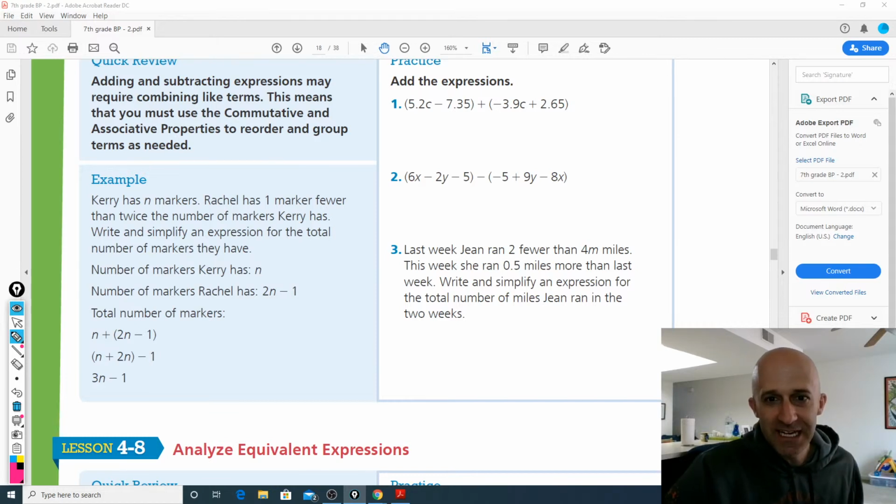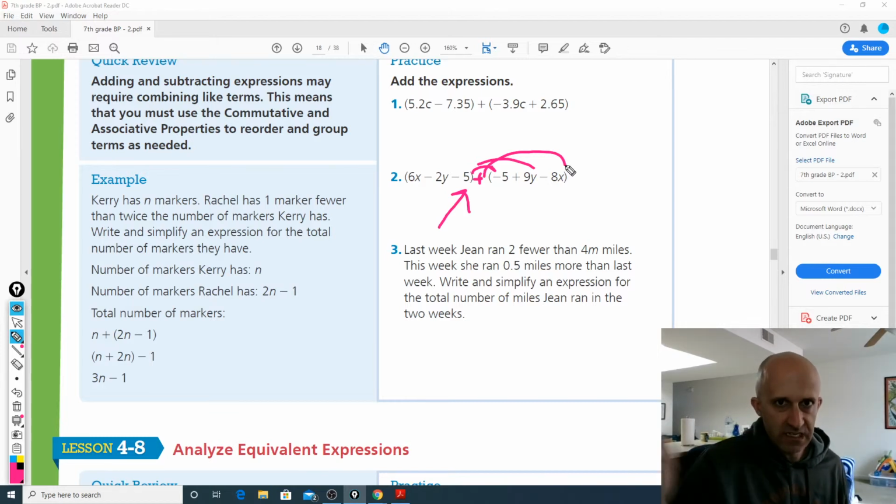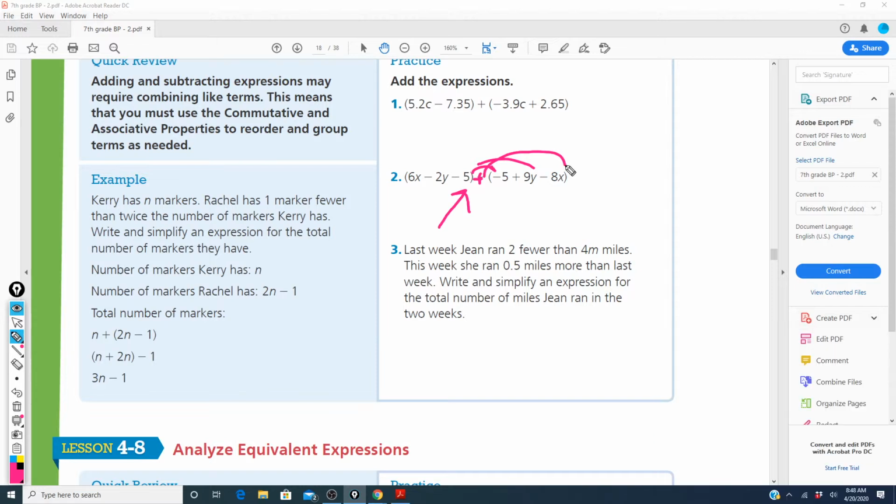That's why number two here works that same way, where you change this to an addition sign and then distribute the negative to all three parts. When you distribute that negative, you can drop the parentheses and just combine your like terms. But that's a very good question. I hope that makes sense. Let me know in the chat there.